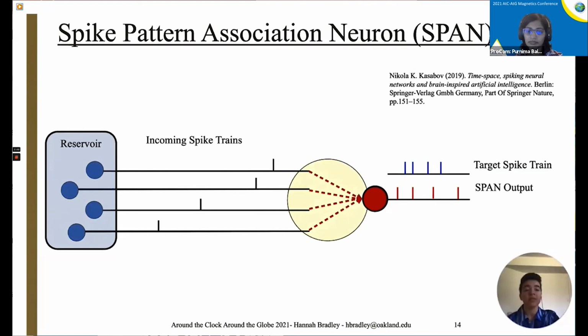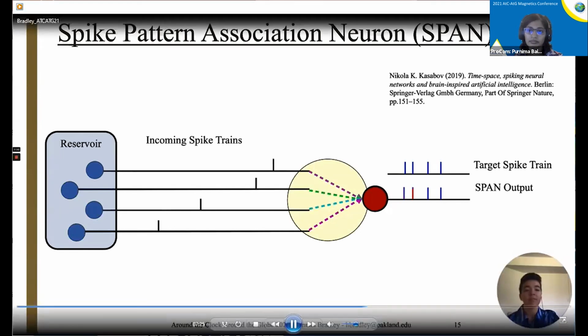Here you can see what would be the start of the learning process. All the variable weights are the same, and clearly the output does not match the desired output. After several iterations of training, each weight to the SPAN has been changed so that the resultant spike train matches its target.